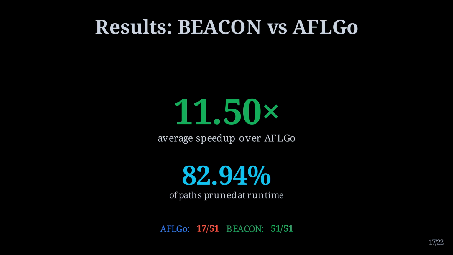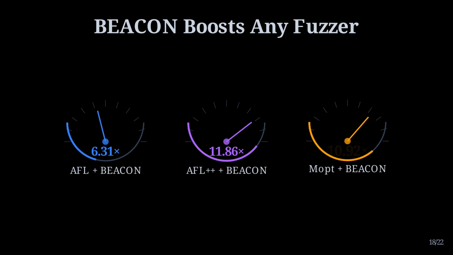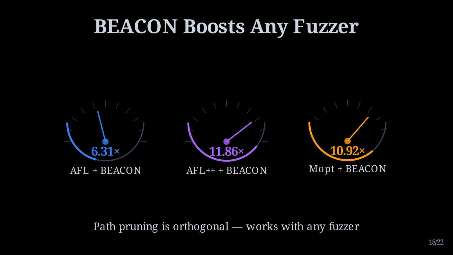p-values below 0.05. One of the more compelling findings is that Beacon's path pruning works as a standalone enhancement for non-directed fuzzers too. Since the idea is orthogonal to seed scheduling and mutation strategies, you can actually bolt it into any other fuzzer. The authors demonstrated this by integrating Beacon's instrumentation with AFL, AFL++, and AFLOPT. The results: AFL plus Beacon achieved a 6.31 times speedup for reproducing specific bugs.